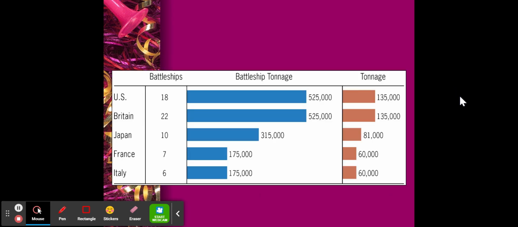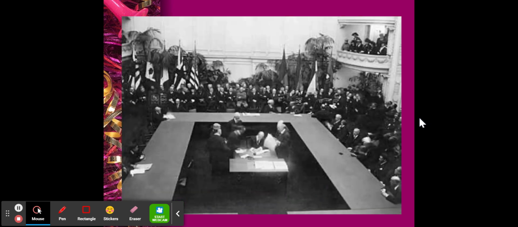Here you see those ratios from the Washington Naval Conference and the men signing the treaties from the Washington Naval Conference as well.